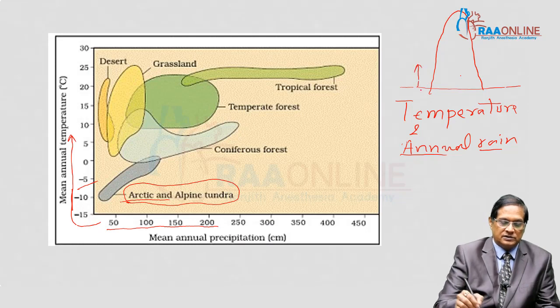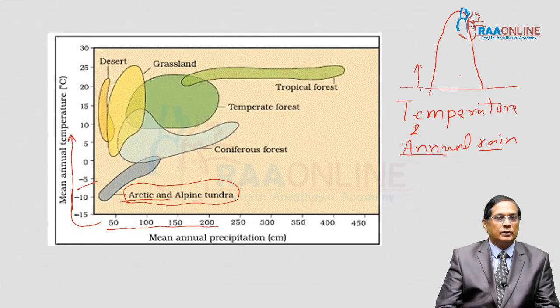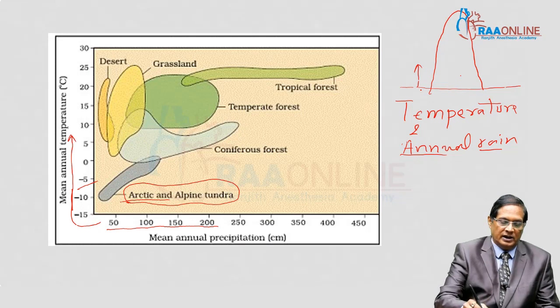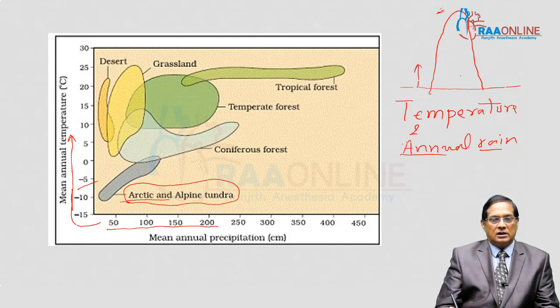We see the same response when we move from the tropics to the pole. When we move from the tropics to the pole, temperature declines, and it also declines at high altitude. So Arctic and alpine tundra are good examples of biomes where the temperature is even below 0 degrees Celsius and the rainfall is least.